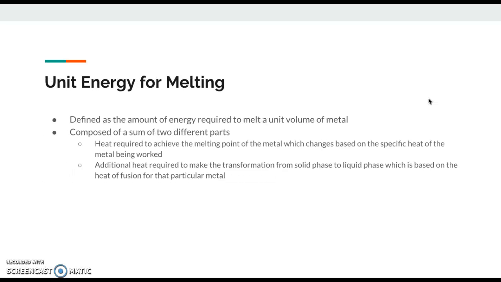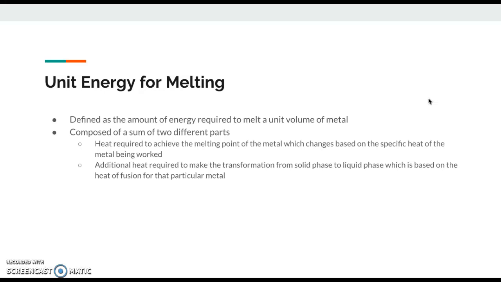So then we have what's called the unit energy for melting, and this is leading a little bit more into whoever's going to be following me. They're going to talk a little bit more about how we use this unit energy for melting in terms of our calculations. But I wanted to go ahead and define it as the amount of energy required to melt a unit volume of metal. And so that's going to change from metal to metal, depending on the melting points of each metal. And so your energy is going to change based on the kind of stuff that you're working on.